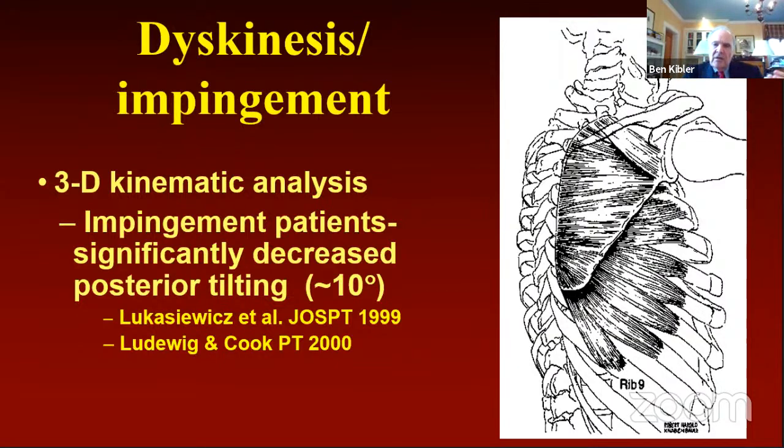Certainly when we're talking about impingement, the scapula is a major player. We know that 3D kinematic analysis shows that impingement patients have a decreased ability to posteriorly tilt the scapula, to get it out of the way. If you correct that problem, a lot of the symptoms of the impingement will go away, so you do not need to do subacromial decompression surgery. As a matter of fact, I do about one scapular bursectomy, subacromial decompression per year as the only operation. It's not needed if you correct the dynamics of the scapula.